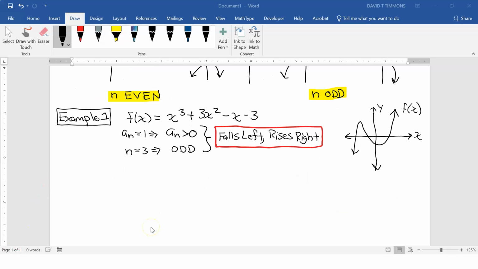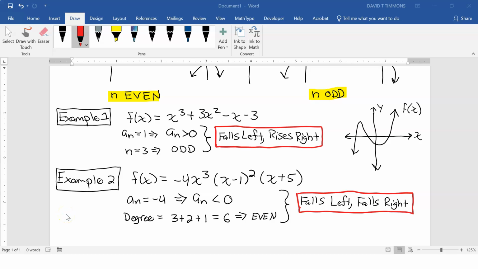Let's look at example 1 on page 367 of your textbook. So f of x is x cubed plus 3x squared minus x minus 3. Again, only this leading term or highest order term matters to determine end behavior. The coefficient is actually 1, which is positive. The degree is 3, which is odd. So that combination, very much like the x cubed function I just showed you, would fall left and rise right. And generically, this is what the function would look like. You can look at figure 3.15 for a little more detail. But notice, it will fall left and rise right.